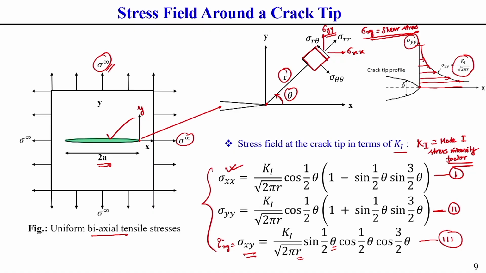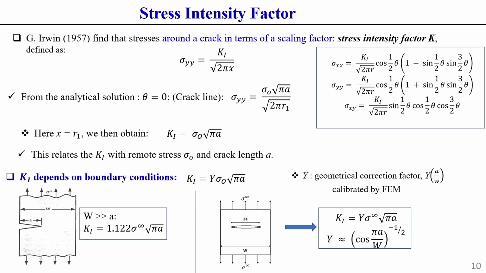That is why, in terms of K1, how sigma xx, sigma yy and tau xy vary is shown here. What is K1? K1 is called the stress intensity factor. This stress intensity factor was first found by a researcher whose name is G. R. Irwin, long back in 1957, who found the stresses around a crack tip in terms of a scaling factor.